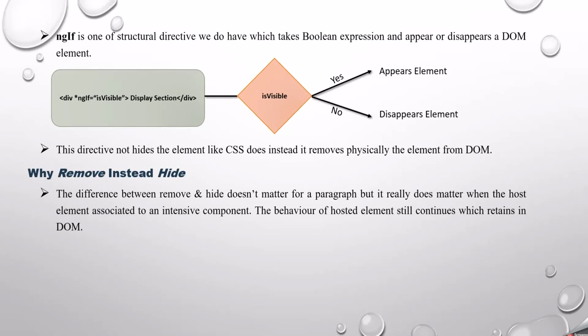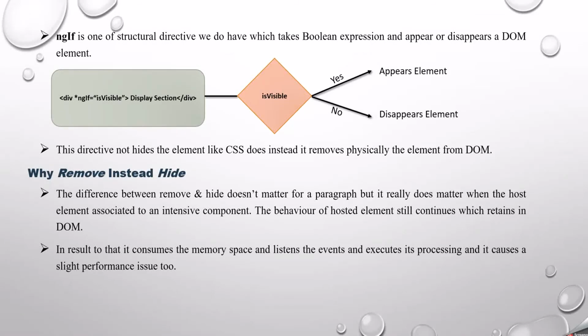But if that component has some event, whenever the event occurs, it will still be listening to those events and processing and executing the data. It will have an impact on the backend as well as the front end. Internally you won't be able to see it, but it is executing. So what will be the result of that?